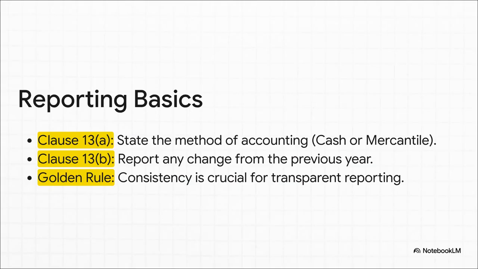So the first couple of subclauses are pretty straightforward. Clause 13A asks, which method are you using? And 13B follows up with, is this the same method you used last year? This brings us to the absolute golden rule in accounting: consistency. The tax authorities really care about this because it ensures a fair apples-to-apples comparison from one year to the next. It stops people from shifting profits around just by changing how they account for things.